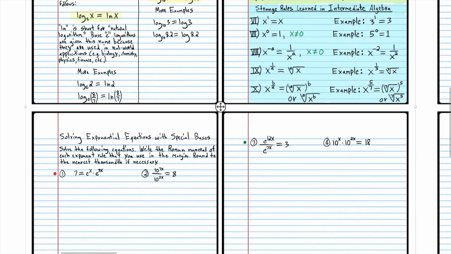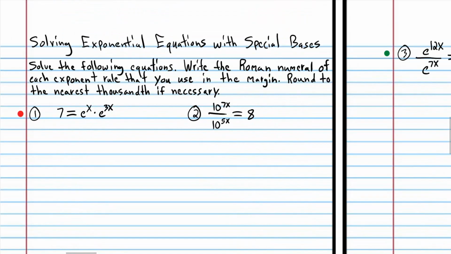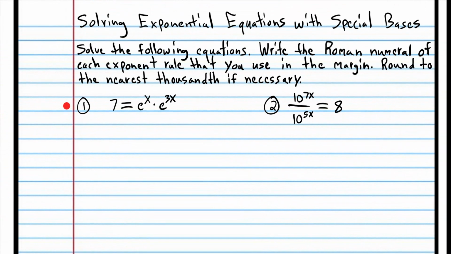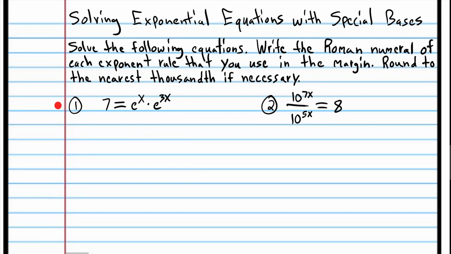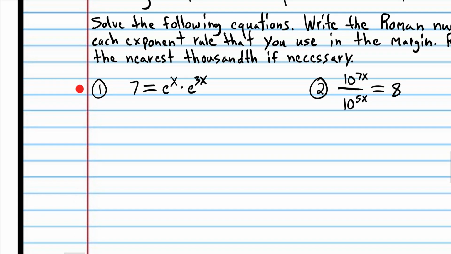We learned all this information in my intermediate algebra course. So now we're going to do some review. We're now going to solve exponential equations with special bases. Again, we did this in my intermediate algebra course. And I want you to write the Roman numeral of the exponent rule that you use in the margin. That'll help you remember the rules.